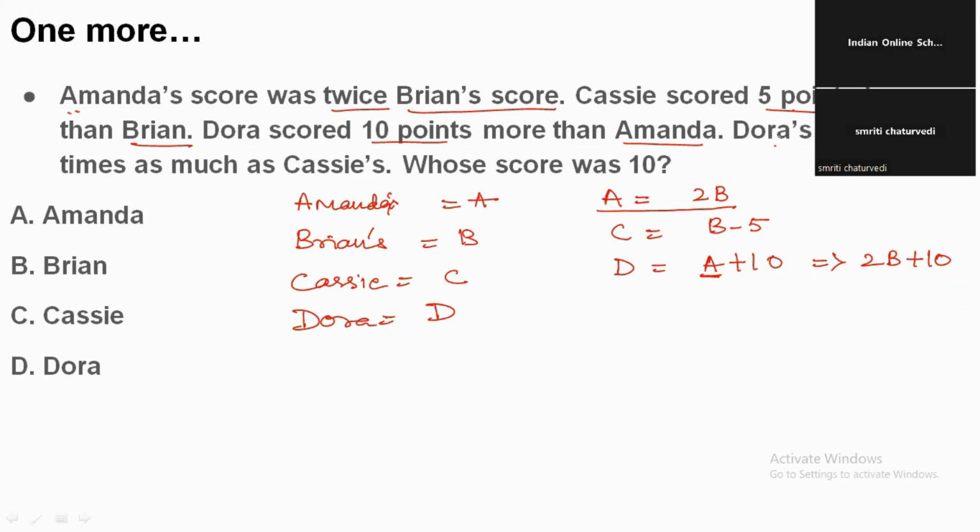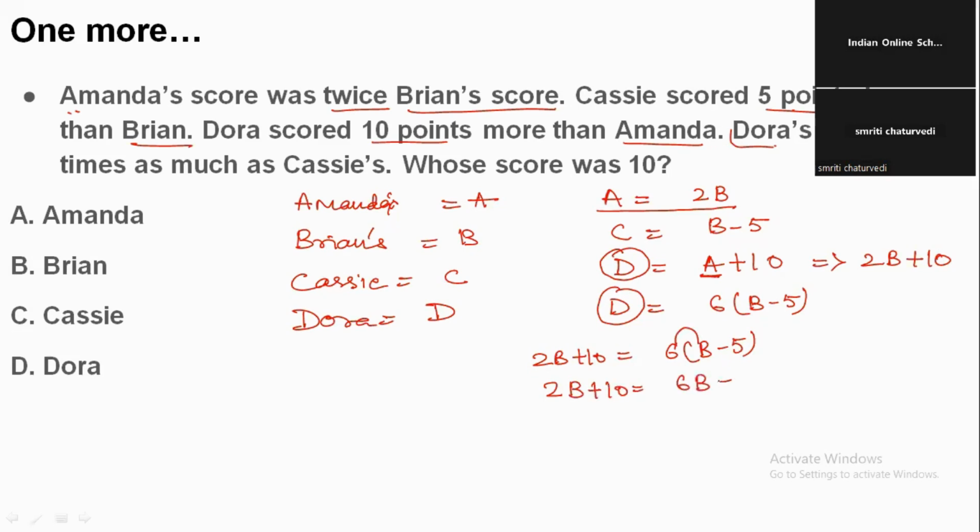Correct. Now we are moving to the fourth statement. That statement is saying that Dora's score was 6 times as much as Casey's. So Dora's score is this, and which is 6 times Casey's score. Here you can see this is also Dora's score and this one is also Dora's score. So we will put both of Dora's scores equal. So we get 2B plus 10 equals 6 times B minus 5. Now we need to solve it. How are we going to solve it? Twice B plus 10 equals 6 times B, which is 6B, minus 6 times 5, which is 30. This is 2B and this is 6B, so both are like terms.